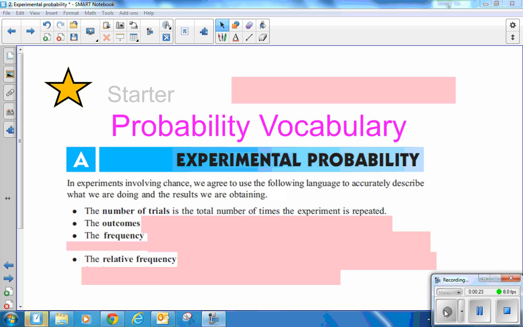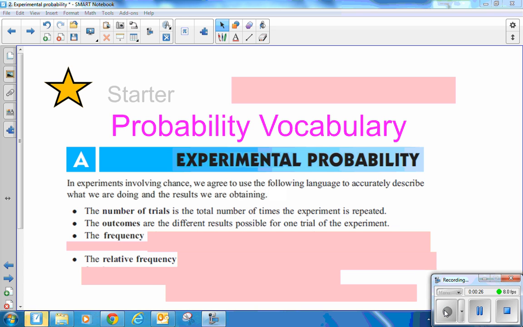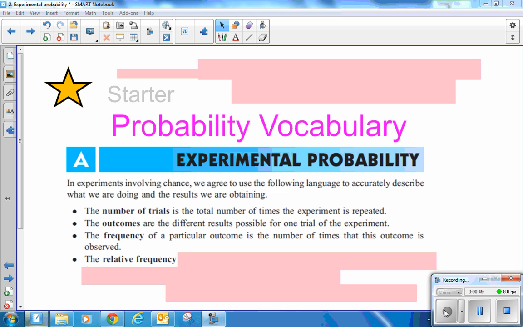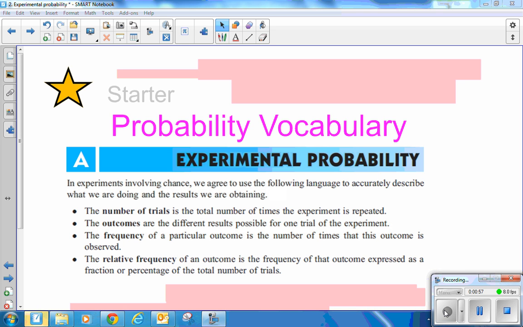The outcomes will be the different results possible for one trial of the experiment. So if we have a coin, the outcomes of the coin will be heads and tails. The frequency is how many times that outcome happened. So for example, if I toss that coin and heads happens 102 times, then that's the frequency for the heads outcome. And the relative frequency is the same as the probability of an experiment. Let's see how those words relate to a problem.